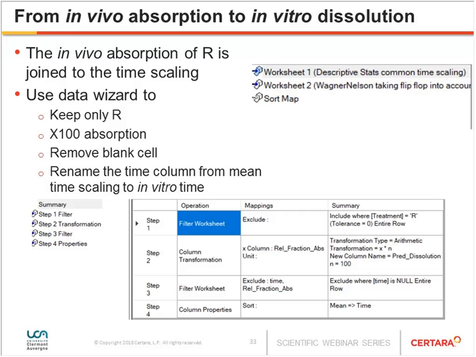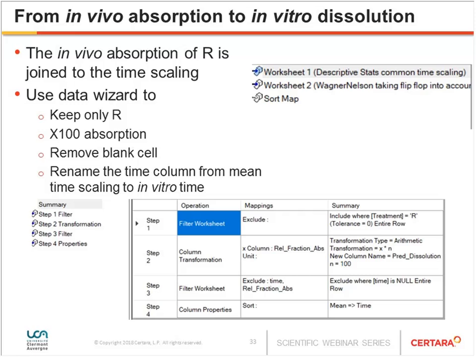I will use Data Wizard to clean my file. That means, first of all, filter to select the air treatment, then column transform to multiply my absorption by 100 to have something which is going to be compatible with my dissolution, then to remove fraction absorbed because I need only the dissolution, and then, for example, to rename the mean time scaling by time.